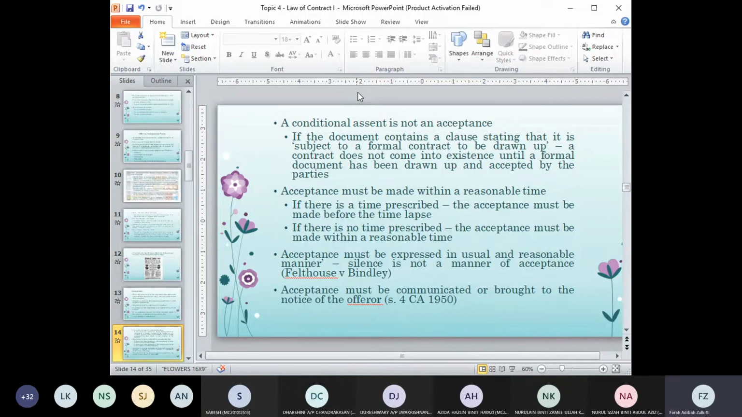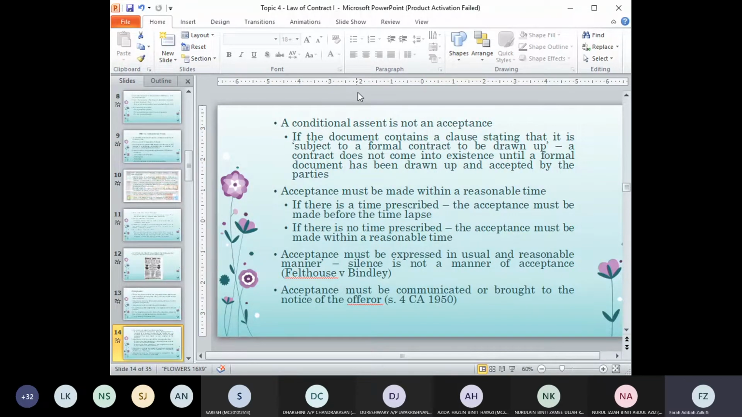But if there is no time prescribed, if the person who offered to sell you the house doesn't say anything about when you must accept, the acceptance must be made within a reasonable time. For example, someone offers to sell you a house at 800,000 ringgit, and then 2 or 3 months later you are suddenly interested and reply, yes, I am interested to buy the house at 800,000 ringgit. If the seller says, sorry, I have already sold the house to someone else, you cannot take any action against the seller, because your acceptance was not made within a reasonable time. If you take too long to accept and the other party has already made a contract with someone else, you cannot sue the other party.